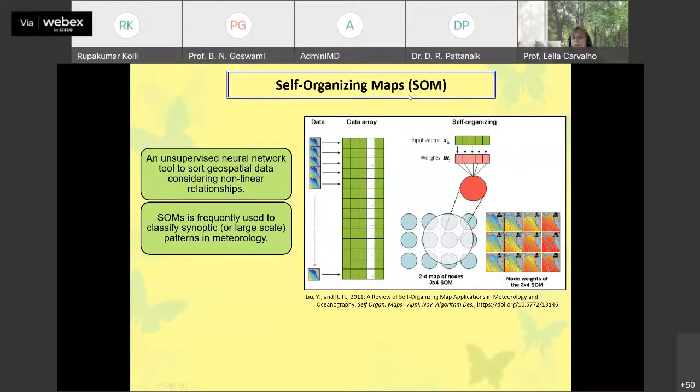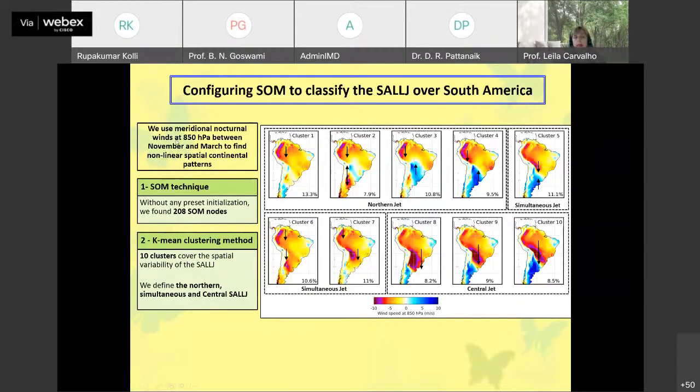And then we used self-organizing maps, SOM, to recognize those patterns. This is an unsupervised neural network tool that uses geospatial data. So here's the data. You have the input data, there are some weights being applied, and then the method finds maps or nodes that we recognize based on weights as being different patterns. I'm not going to go through this methodology. If you have more questions, I'll be happy to answer. This methodology actually gives 208 nodes, which is a lot.